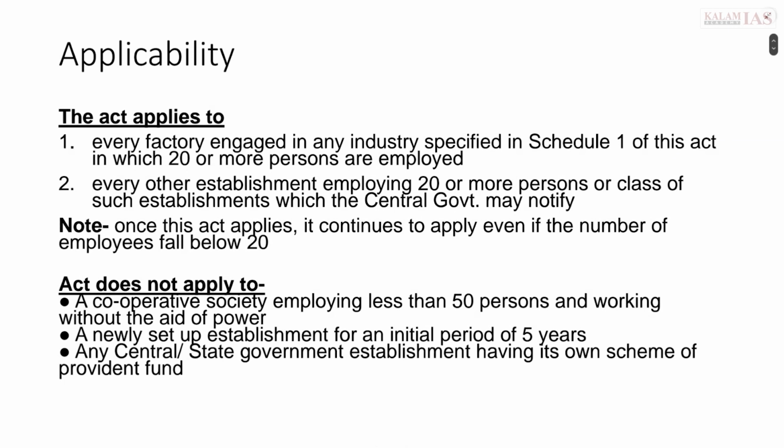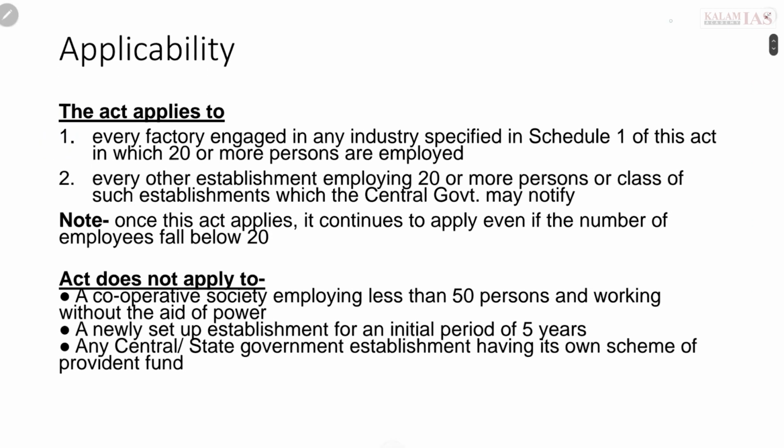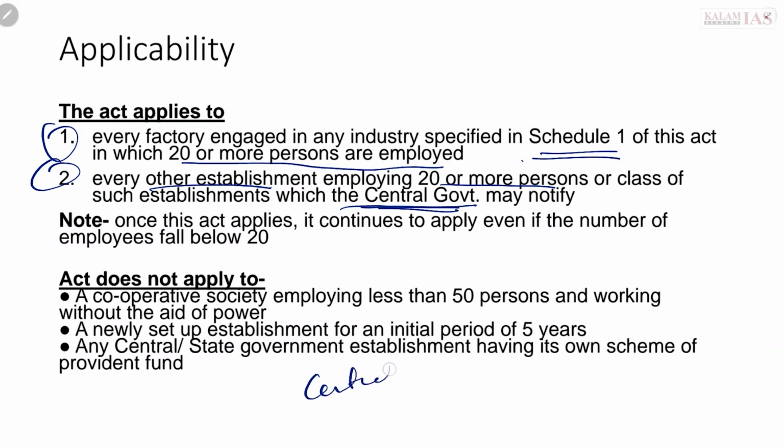Prior to this, let us look at the applicability of the EPF Act. This act applies to every factory engaged in any industry specified in Schedule 1 of this act in which 20 or more persons are employed. Secondly, in every other establishment employing 20 or more persons which the central government may notify. So either the central government or the Schedule 1. These are the only two conditions in which the EPFMP Act applies.